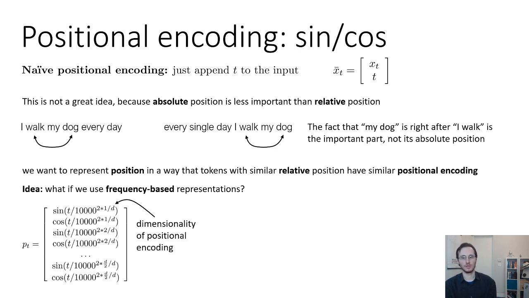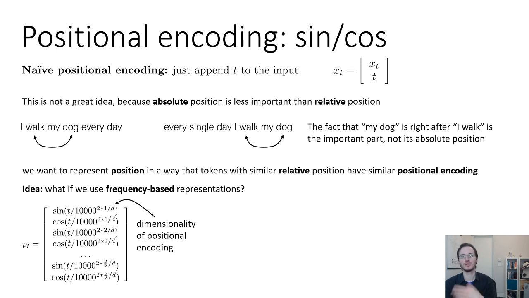So the earlier entries have very high frequencies because it's t divided by some small number. At the end of the vector, they have very low frequencies. It's t divided by a big number, like 10,000. So you would expect the bottom of this vector to essentially oscillate between negative 1 and 1 every 10,000 tokens. Somewhere in the middle, it'll oscillate between negative 1 and 1 every 1,000 tokens, every 100 tokens, every 10 tokens, etc. So d here, I believe, was on the order of 512 in this case.